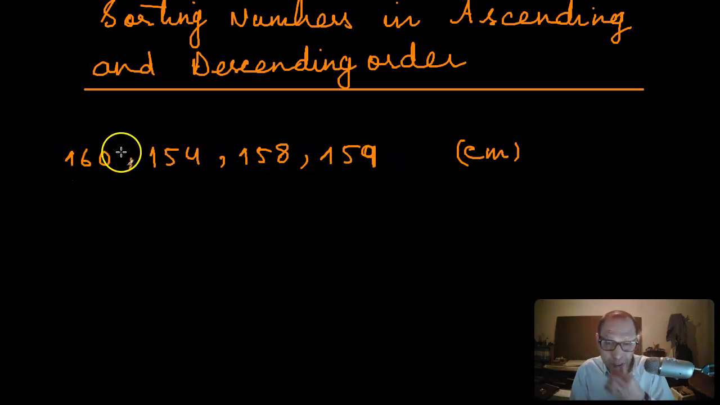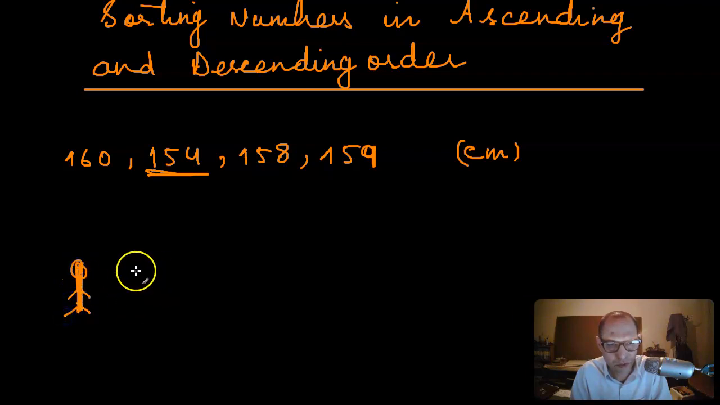But whatever they represent, you want to essentially stand these students from the shortest to the tallest. For example, the student whose height is 154 centimeters would be this student over here. The student with 158 would be a little bit higher. That is 158. 159 would be a little bit higher.